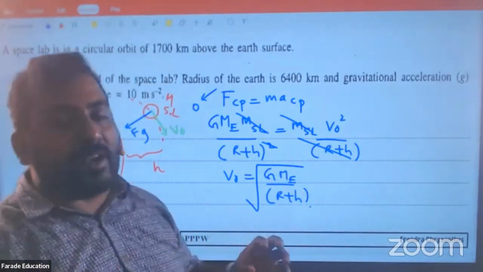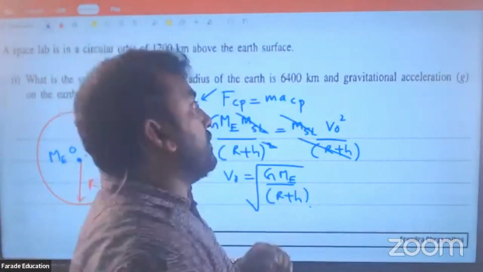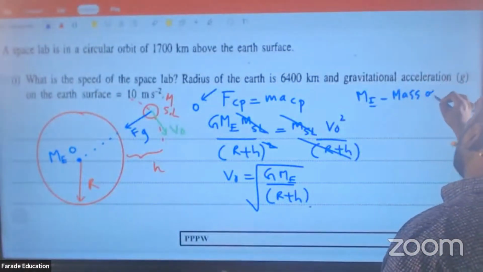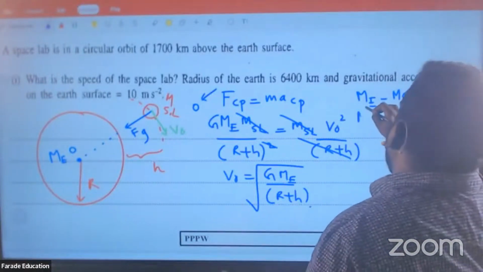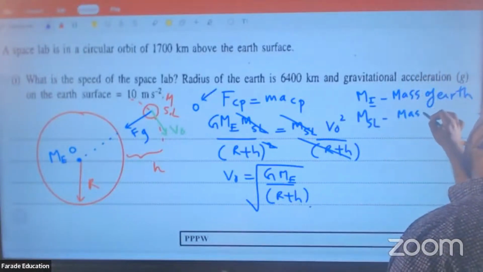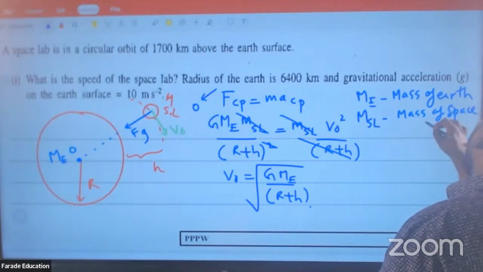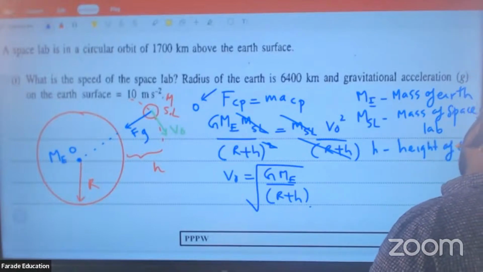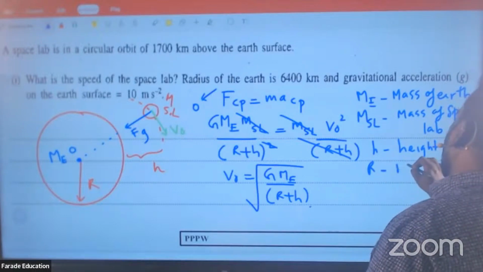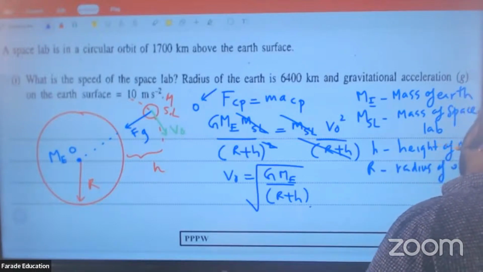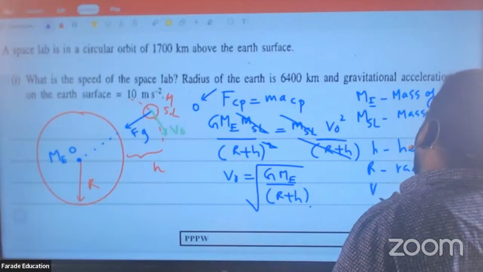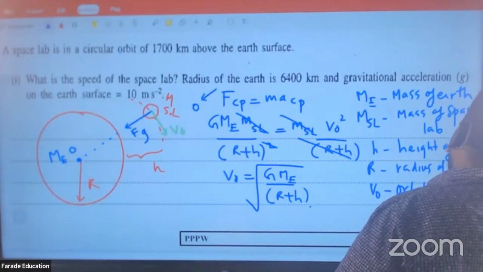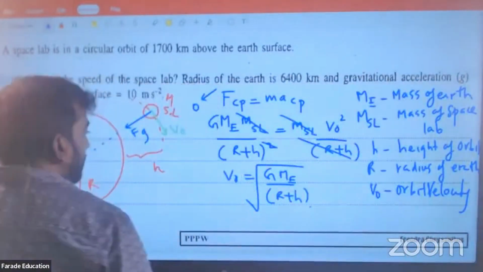Remember, if you write like this, you will not get any marks. Why? You have not defined the terms. What is ME? At least once in the problem, you must define. ME, mass of Earth. Here, SL, mass of space lab. H, height of orbit. R, radius of Earth. V naught, orbit velocity.